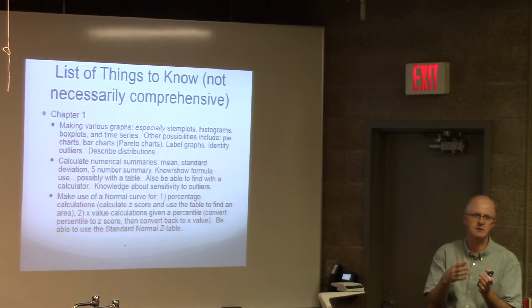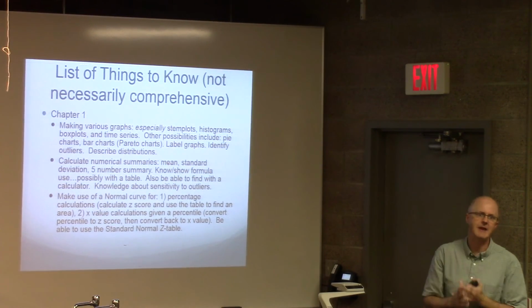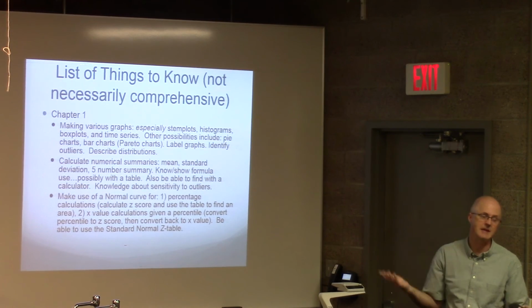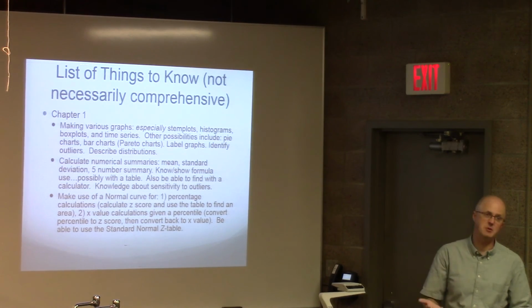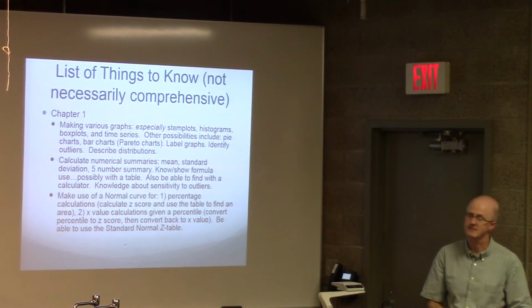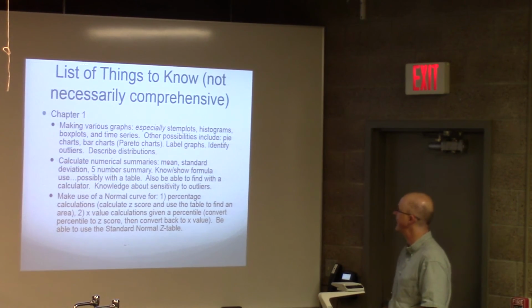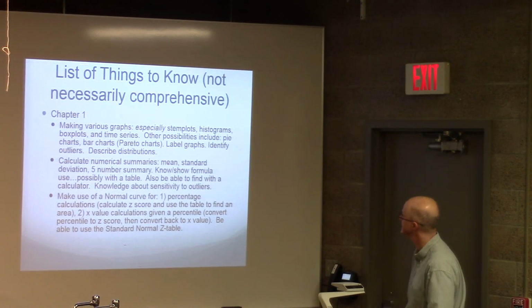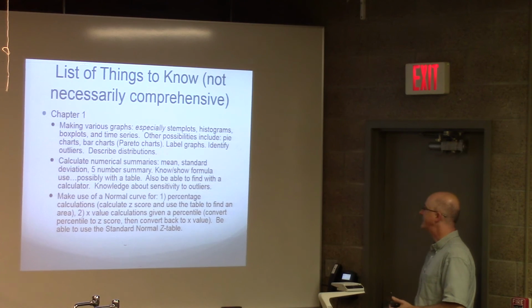I'd maybe give you a circle, and maybe I'd even give you the angles, and you just have to fill in the labels. Maybe I'd have you read a pie chart. You should be able to read pie charts. The most important are stem plots, histograms, box plots, and time series. Calculate numerical summaries: mean, standard deviation, 5-number summaries.